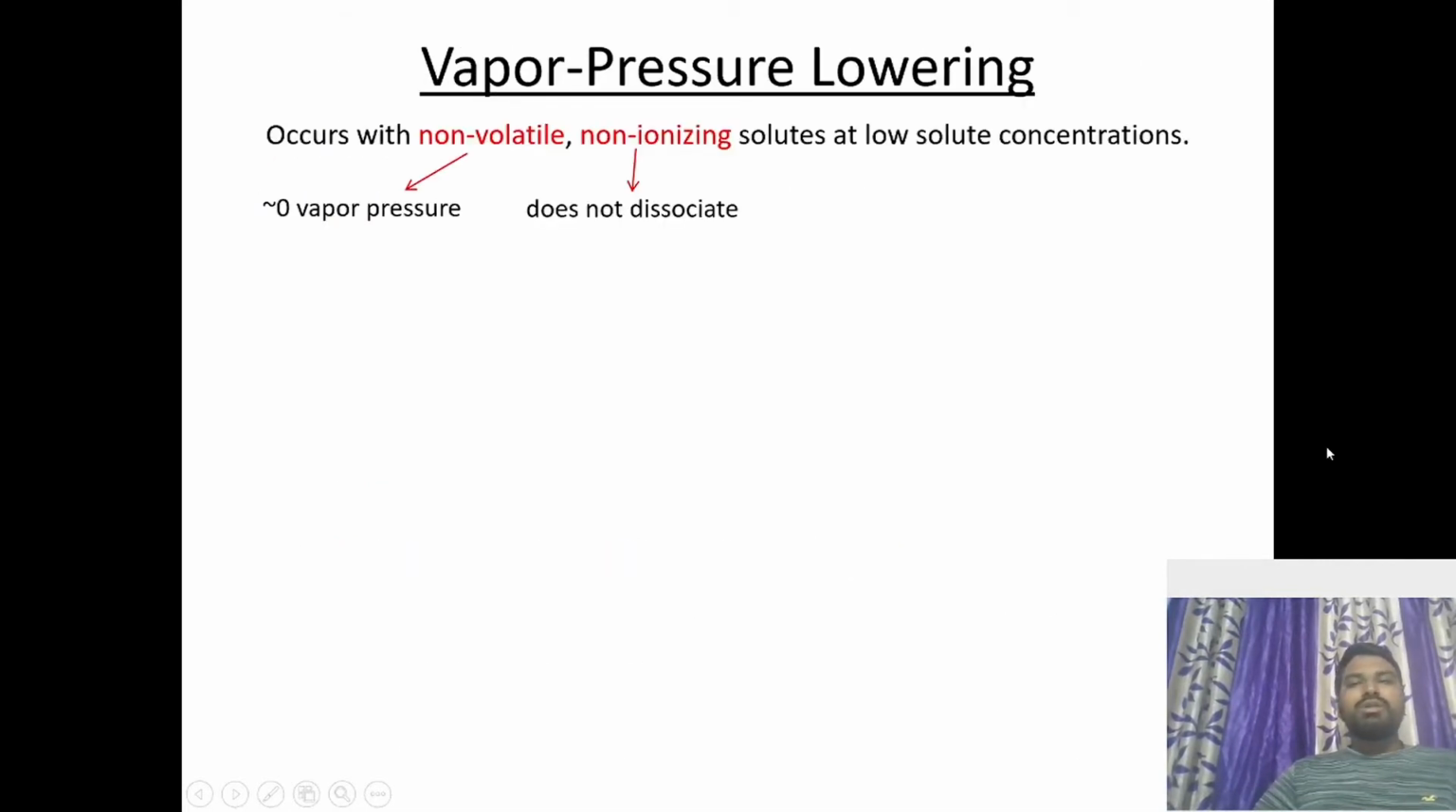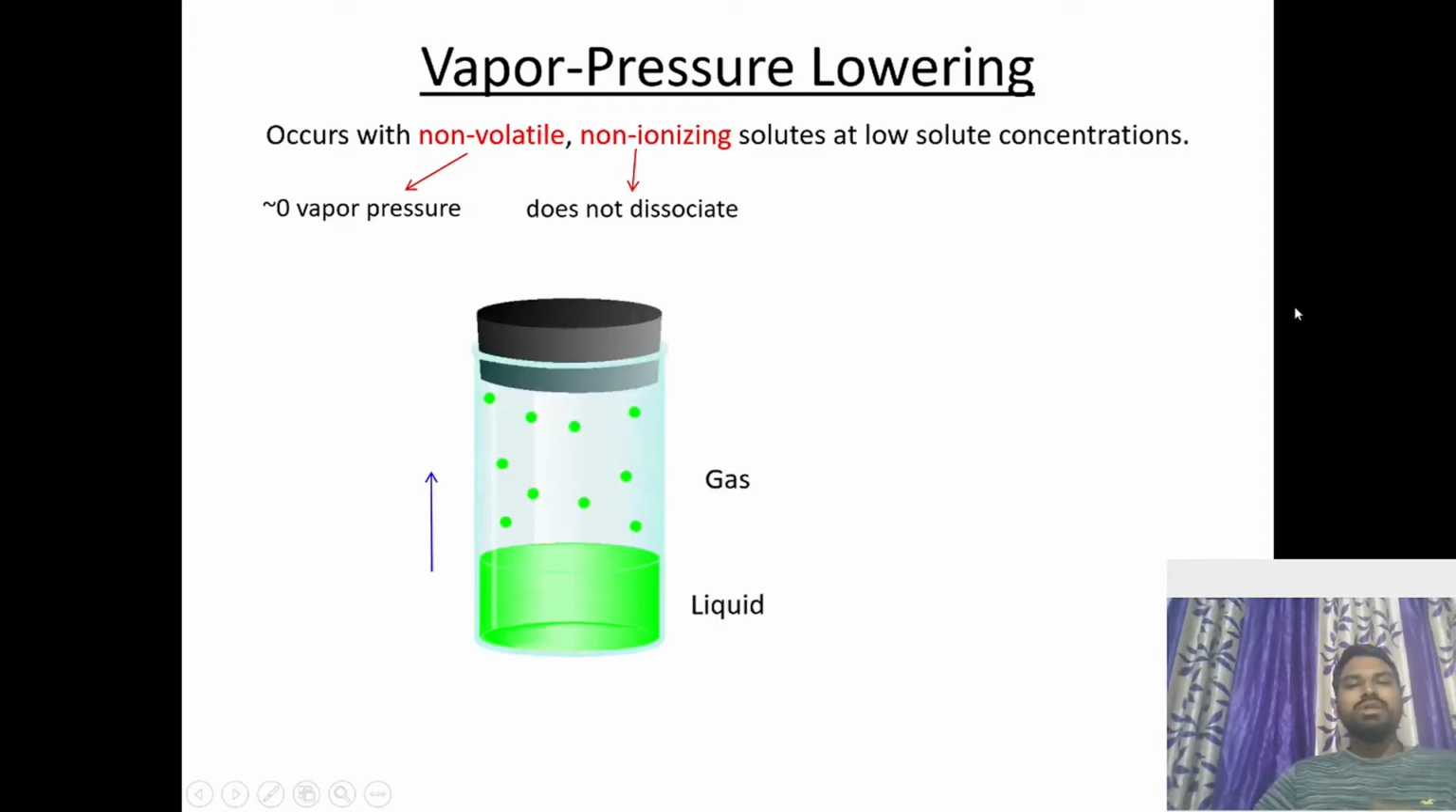Now, vapor pressure lowering occurs with non-volatile substances, that is, substances with zero vapor pressure. Non-volatile means having zero vapor pressure. Non-ionizing means they do not dissociate. So it occurs with non-volatile, non-ionizing solutes at low solute concentration, meaning we are adding it in low concentration.